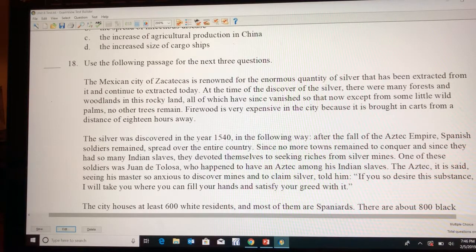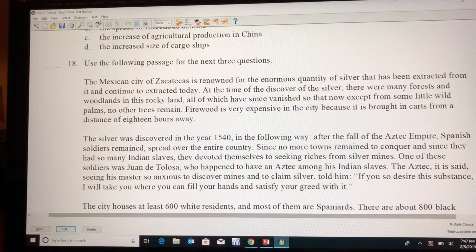At the time of the discovery of the silver, there were many forests and woodlands in this rocky land, all of which have since vanished, so that now, except for some little wild palms, no other trees remain. So basically, they found silver and they're still extracting it. At the time of the discovery, the forest went away. Now there's no forest. Firewood is very expensive in the city because it's brought in carts from a distance of 18 hours away. So there are no trees, so firewood or wood is very expensive.